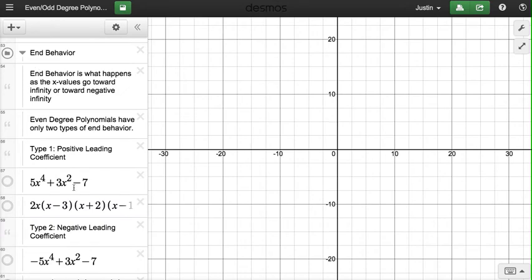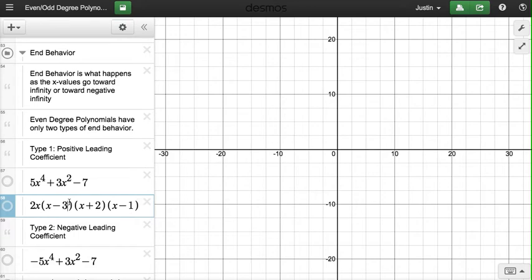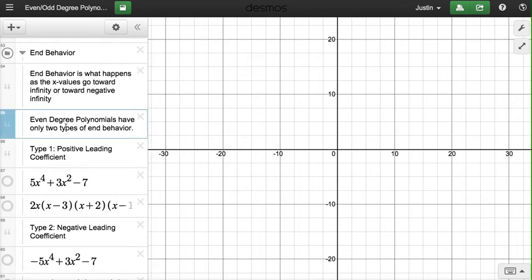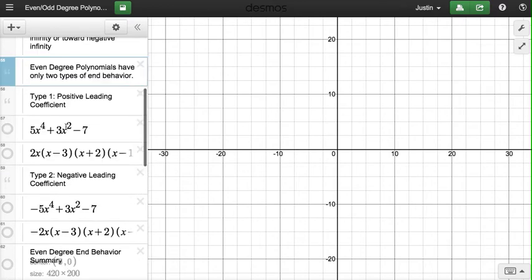Great. Now that you have all of this written down, we can talk about end behavior at last. End behavior is exactly what happens, and you can see it here, which you've already written, as the x values of a function go toward infinity. This is me going toward infinity, notice the arrow going toward infinity, or toward negative infinity. We're going to talk about even degree polynomials first. Even degree polynomials only have 2 types of end behavior, and we've already hinted at actually both types.